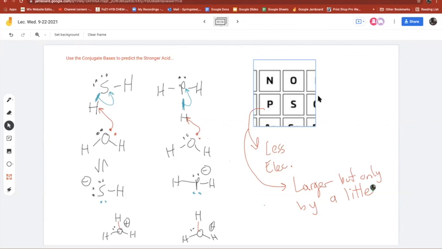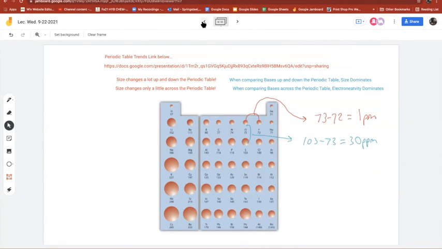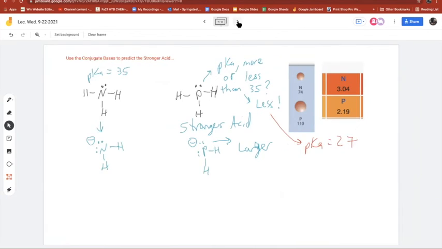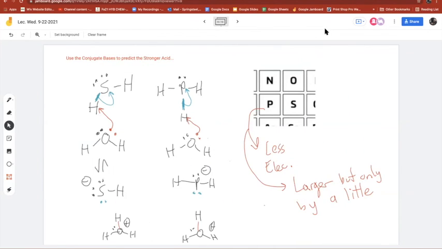Let's see. We have it on the last panels. Sulfur is 103, phosphorus only 7 larger, 7 picometers, not much. So what's more important? This is more important. So this means when the phosphorus gets a negative charge, it's not happy because it's less electronegative. It's like, I don't want to deal with this. So it's more unstable, more reactive. So that means it's a stronger base. And this is a weaker base.